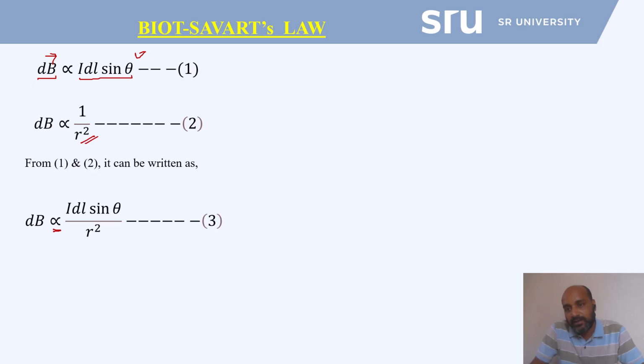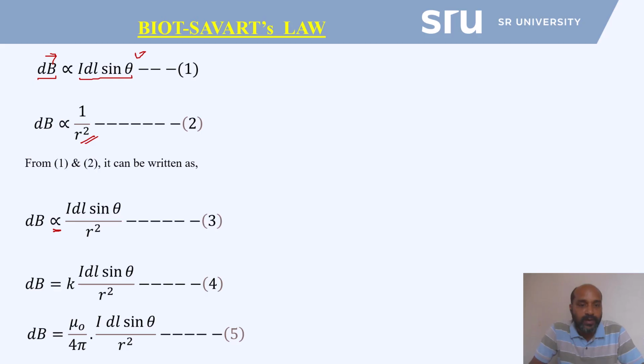And we'll remove this proportionality and replace it with the constant which is related to magnetostatics, that will be k I dl sine theta by r square, but more exactly that constant will be mu 0 by 4 pi. So dB equals mu 0 by 4 pi I dl sine theta by r square. Now this equation 5 is helpful to calculate the magnetic field induction due to a current carrying conductor at any point P.